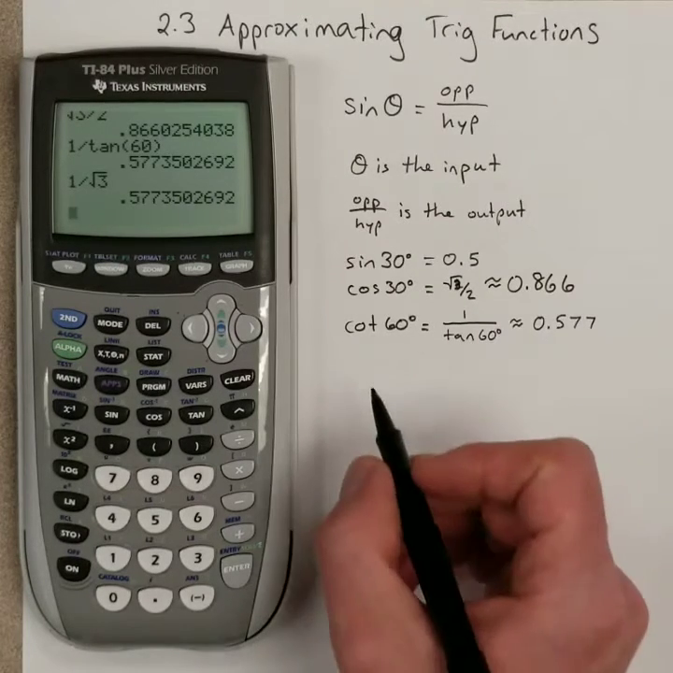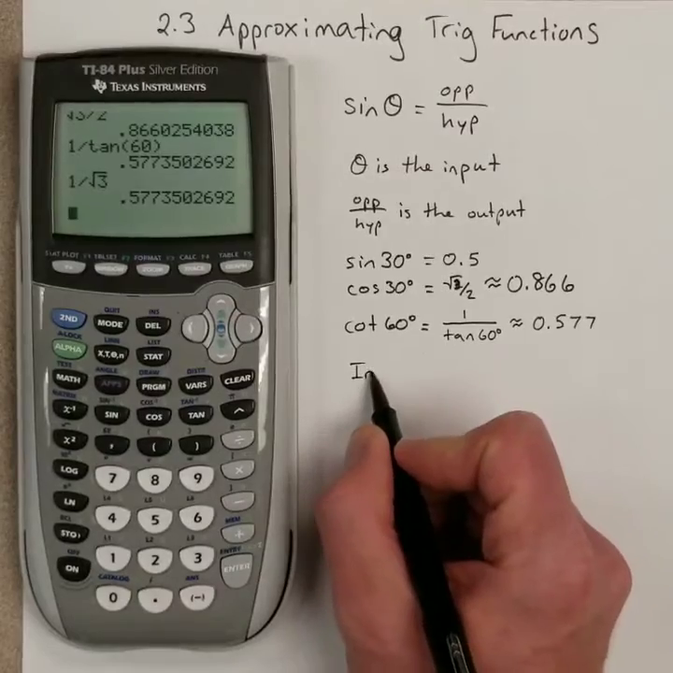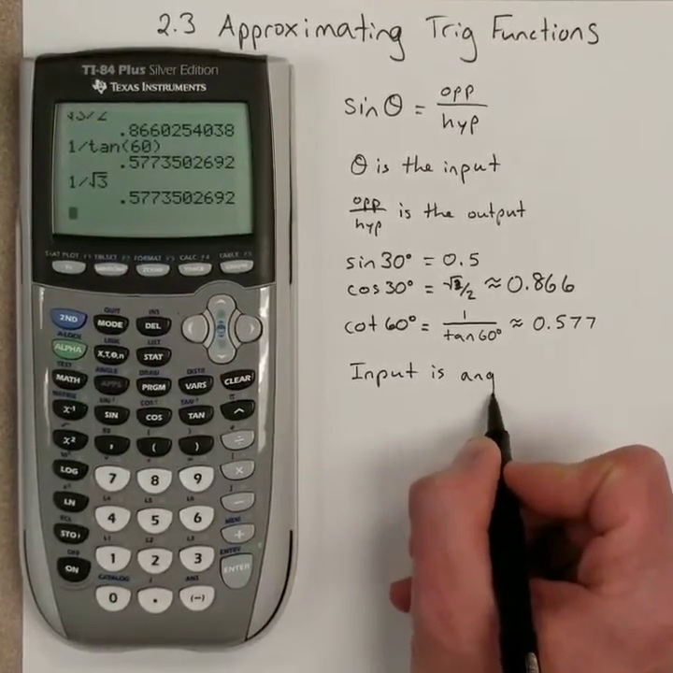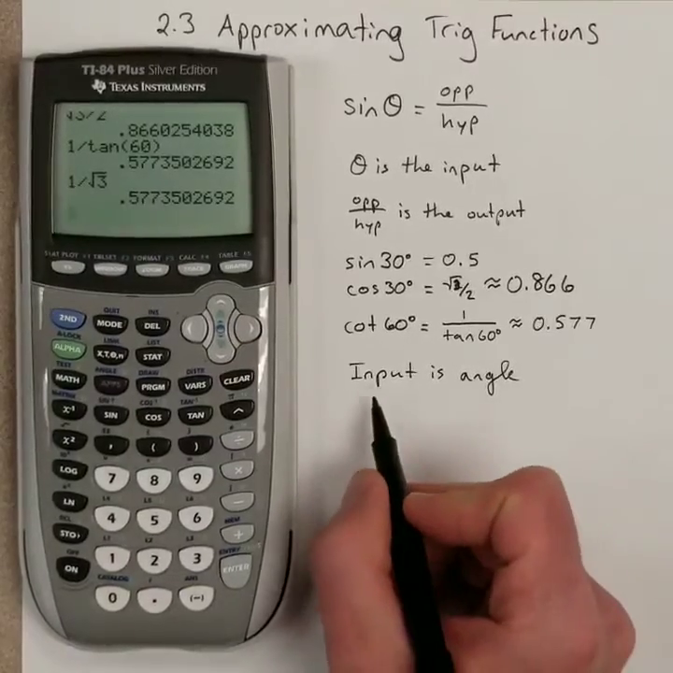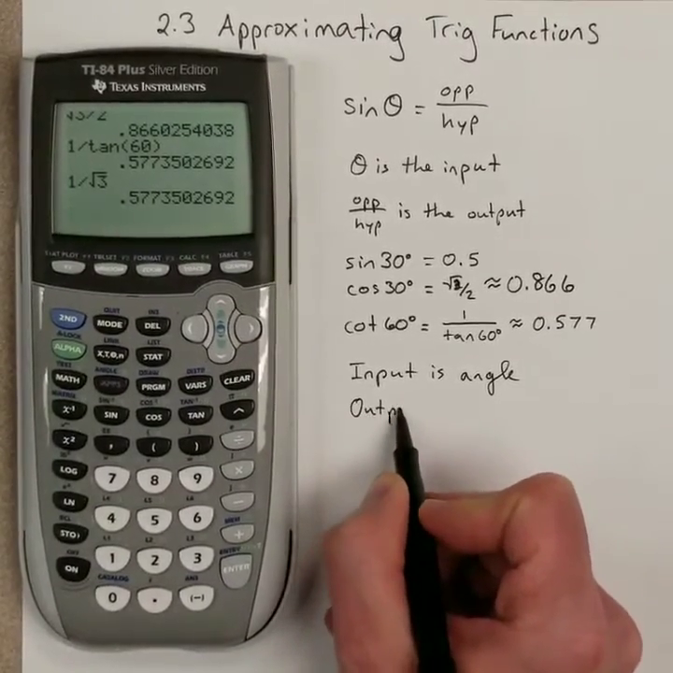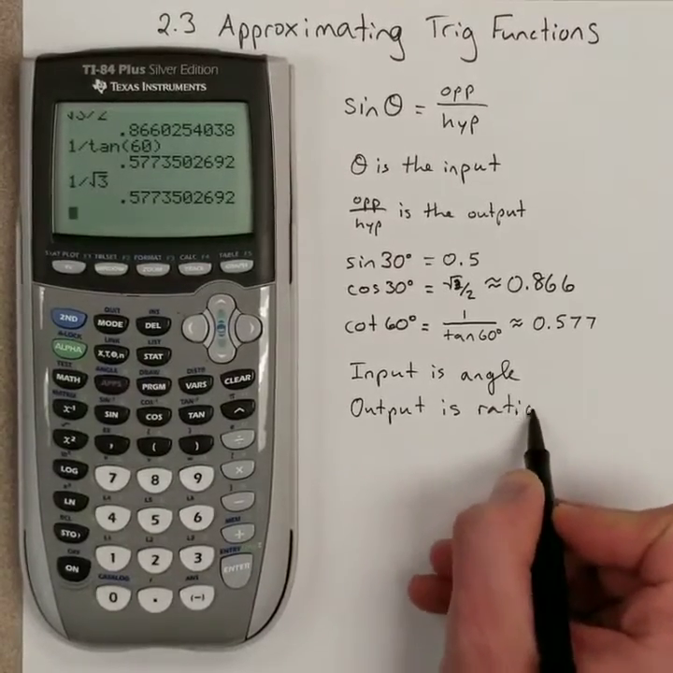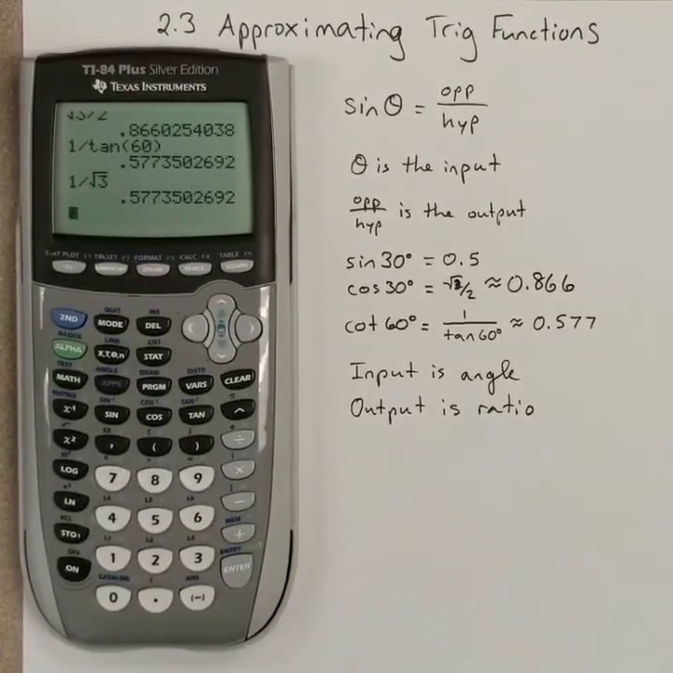Okay, so that is just a quick idea. So your input is an angle here. Input is angle, and the output is a ratio. Okay, it's either the opposite over adjacent or adjacent over hypotenuse or something, right? So it's some sort of ratio, but essentially it's just a number going in and a number coming out.